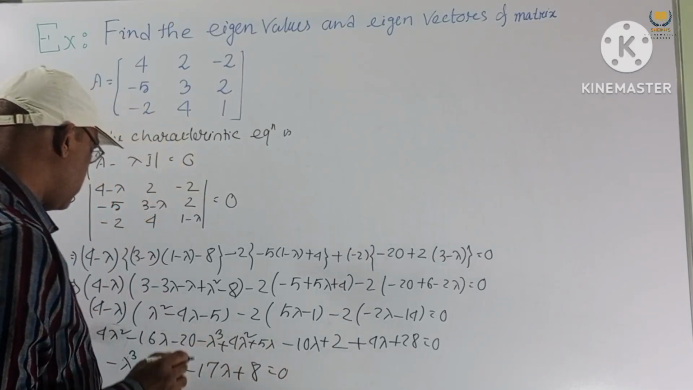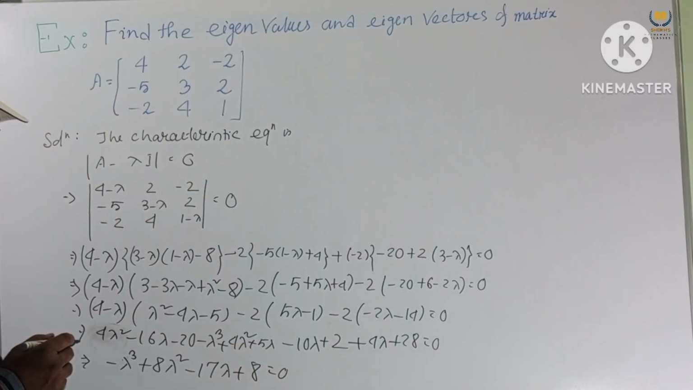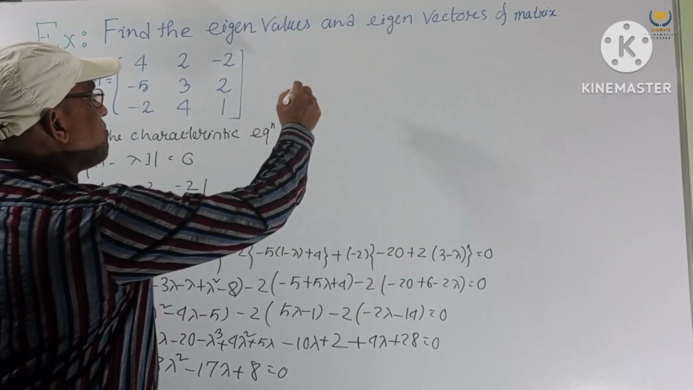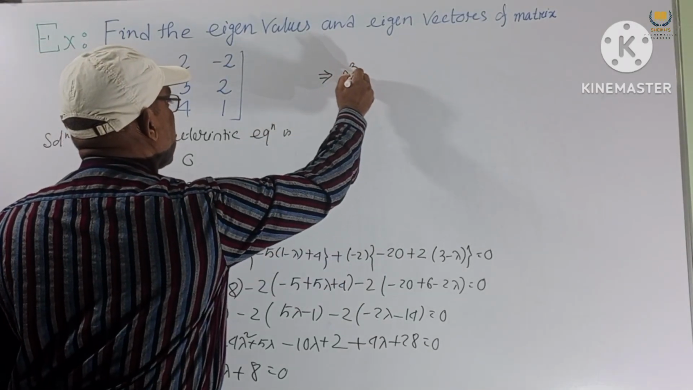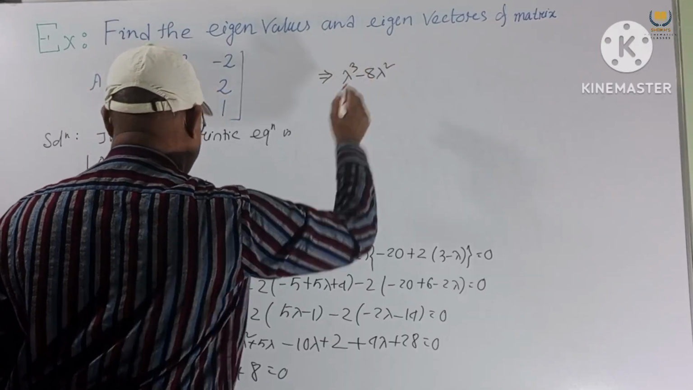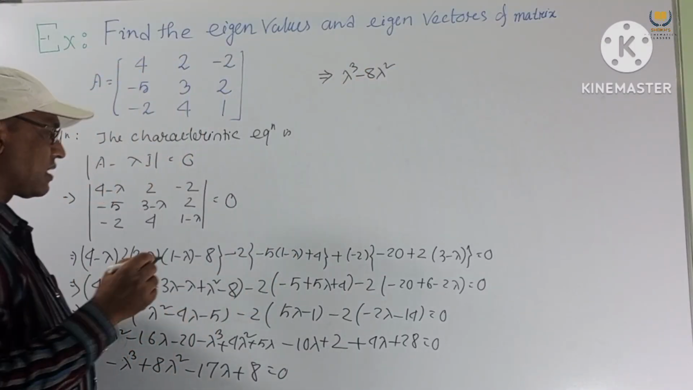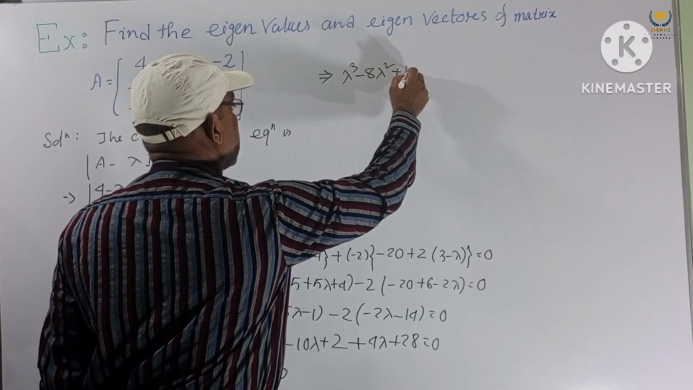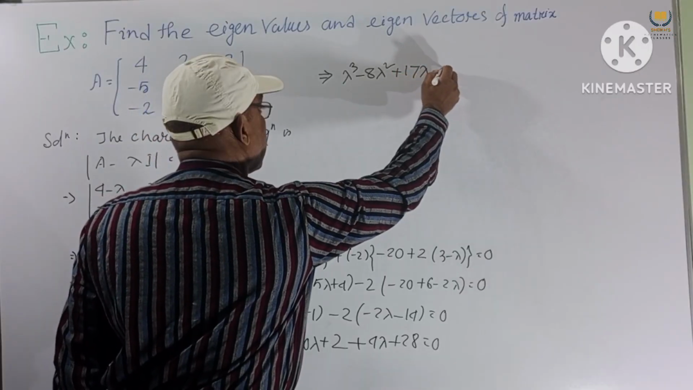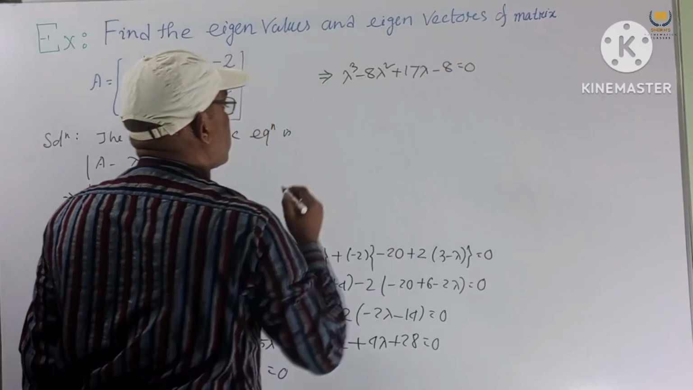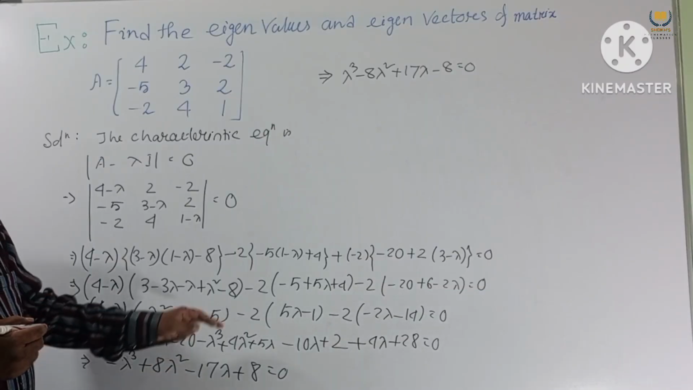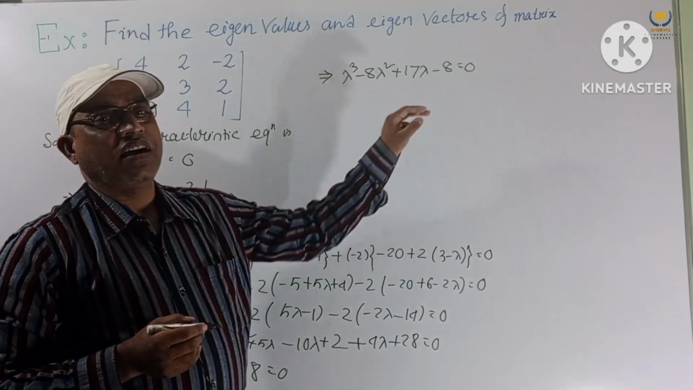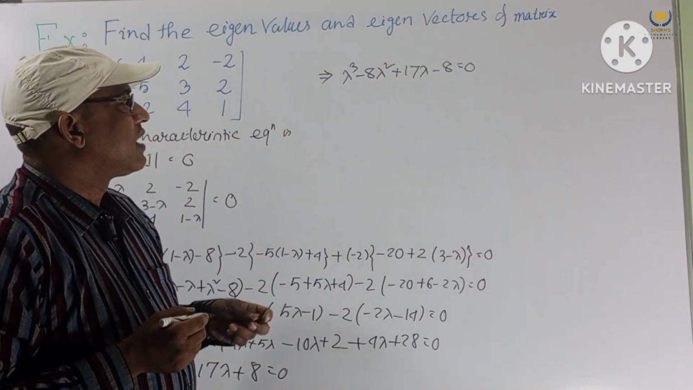This equal to 0. Multiplying both sides by minus sign, we get lambda cube minus 8 lambda square plus 17 lambda minus 8 equal to 0. But this is a cubic equation. This is difficult to solve.